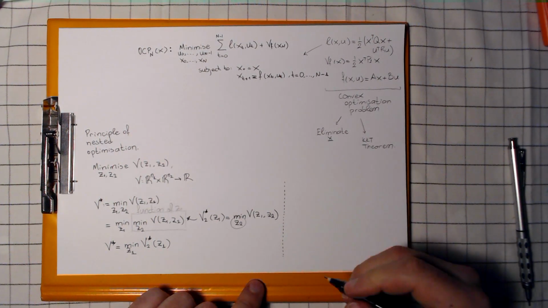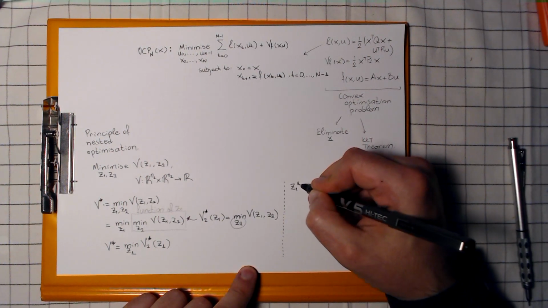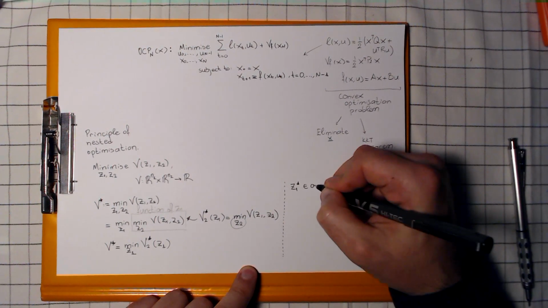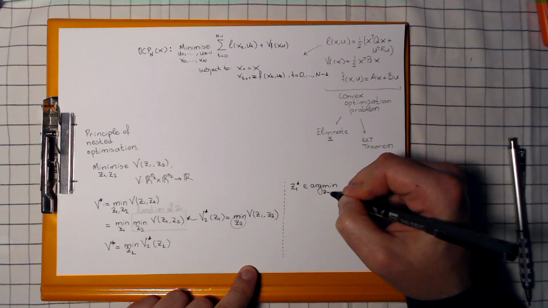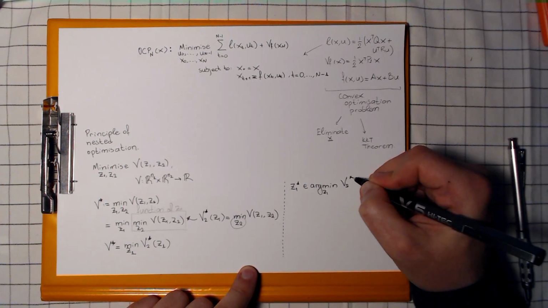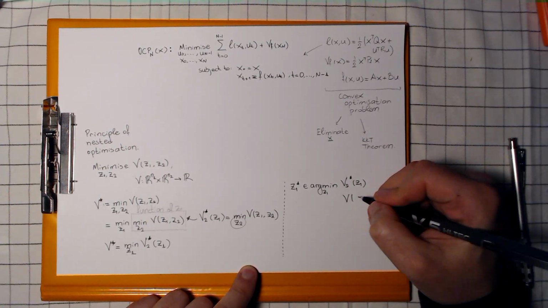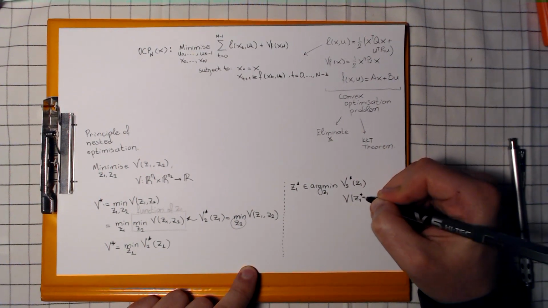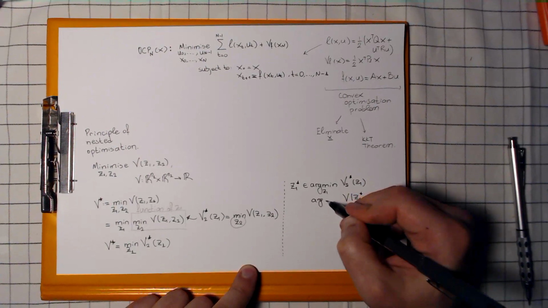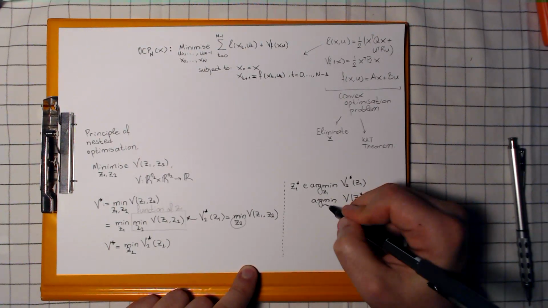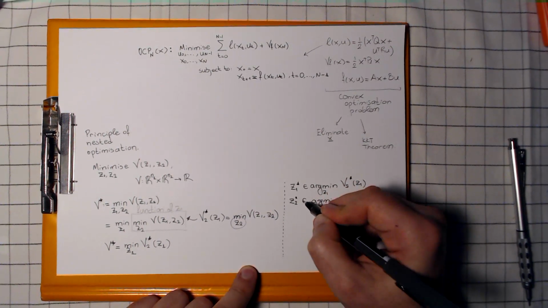But there is one more thing. It says that if we can find a z1 star, which is a minimizer, it is in the set of minimizers with respect to z1 of v2 star. And now if we take v and we fix z1 equals z1 star, and we let z2 be free, and we minimize with respect to z2, and we find the minimizer, z2 star.